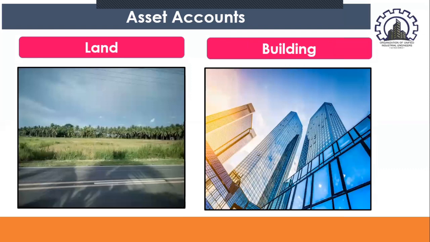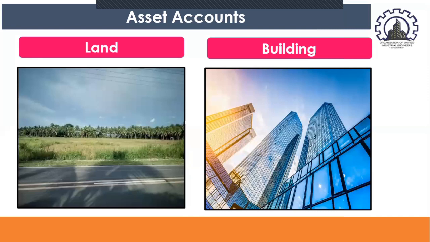And this refers to the land owned by the company that is being used in the business. And take note that land is the only asset of the company that will never depreciate. So what do you think is the reason why land will never depreciate? Now, the reason is because the usage is infinite or endless. So that is why it will never depreciate. Its value will never depreciate. Another example of asset would be building. And this refers to the infrastructure owned by the company that is being used in the business.